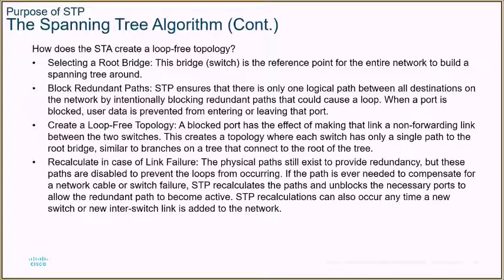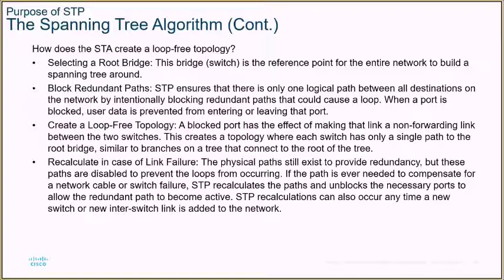When a port is blocked, user data is prevented from entering or leaving that port. And so you then create a loop-free topology. A blocked port has the effect of making that link a non-forwarding link between the two switches. This creates a topology where each switch has only a single path to the root bridge, similar to branches on a tree that connect to the root of a tree.